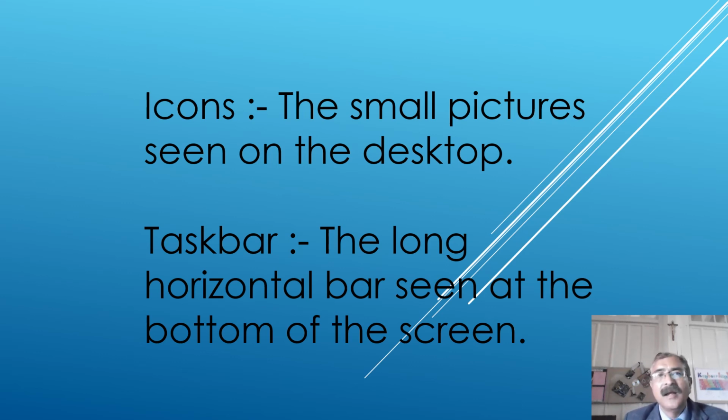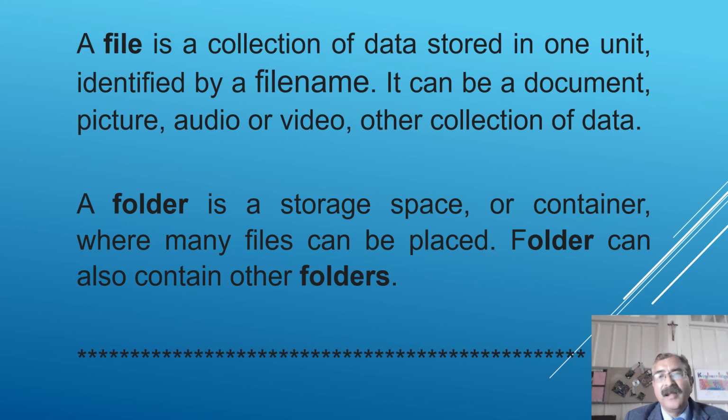Now what is a file? A file is a collection of data stored in one unit. When you store some data in one place, that is a file, and you give it a name. It can be a document, picture, audio, video, and any other collection of data. That is called a file. You have to give a file name.